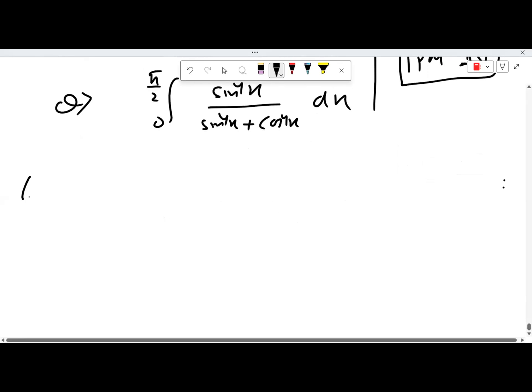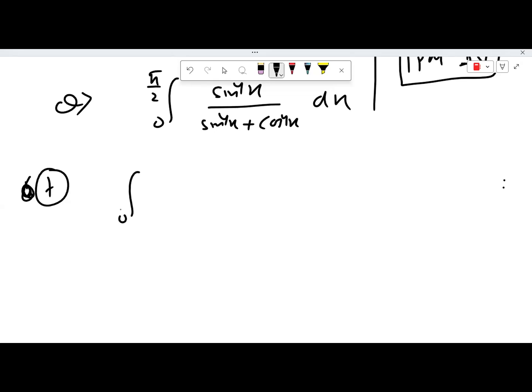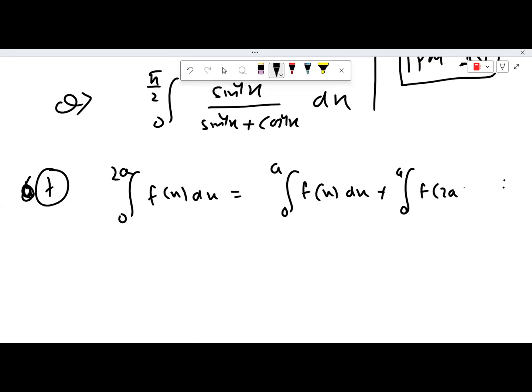So there is another property, property 7, I guess, according to us. The integral from 0 to 2a of f of x dx is equal to the integral from 0 to a of f of x dx plus the integral from 0 to a of f of 2a minus x dx, right?